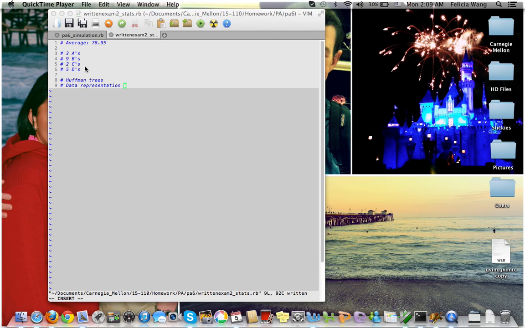So the grades did look a little bit low initially, but once we actually crunched the numbers, we did get this average. So we're not going to do anything to them. Those are the final grades.